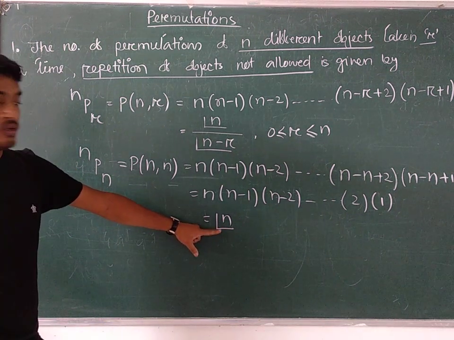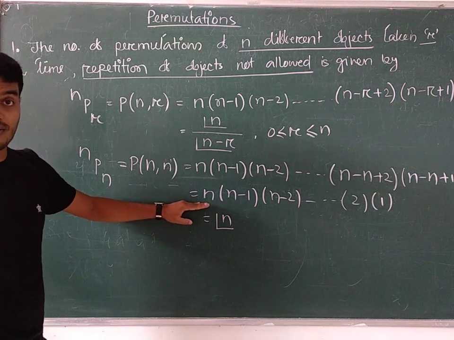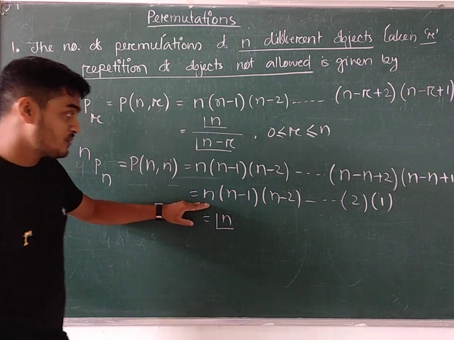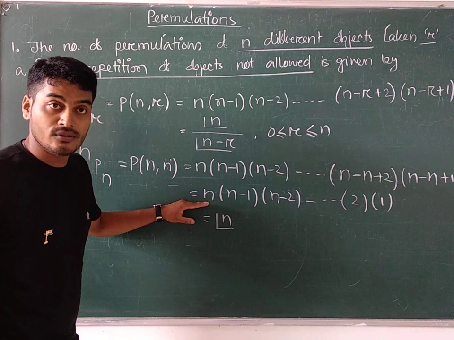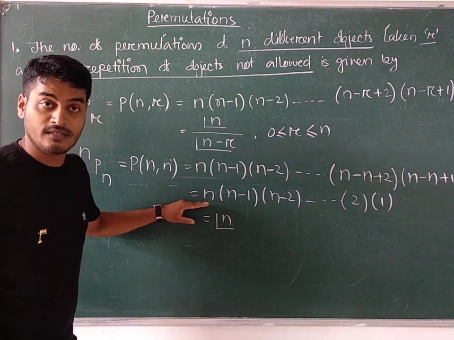How have you come to know? This is the expression for factorial of n. Because this is the expression for the multiplication of the consecutive natural numbers starting from 1.